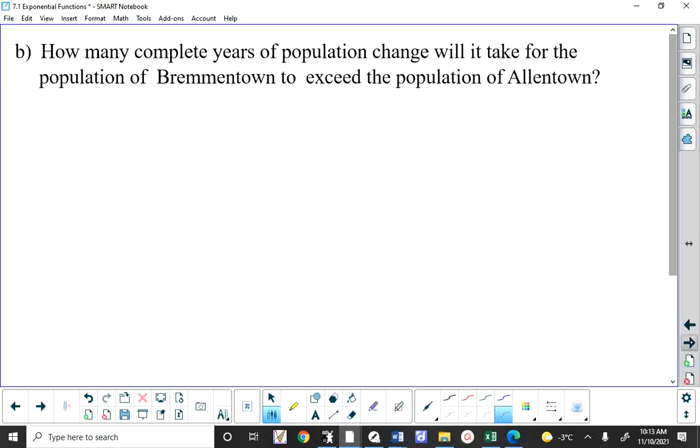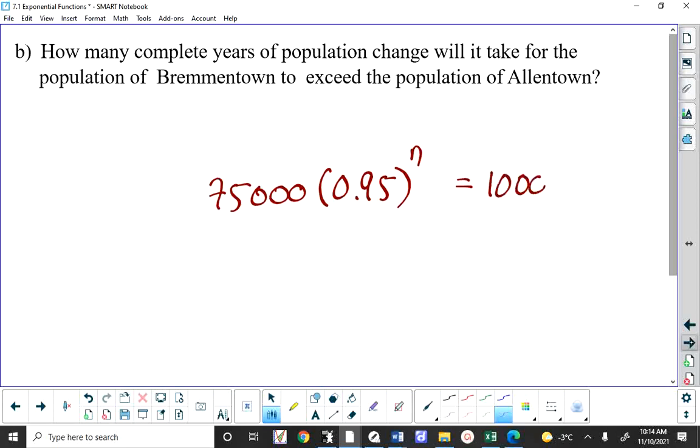The last example here is how many complete years will we have to wait before Brementown's population surpasses Allentown's? I mean, think about it. Allentown starts at 75K and it goes down. Brementown starts at 10K and goes up. They have to pass each other sooner or later. And that would occur when Allentown's population equals, well, we're going to find out where they're equal, and then we'll talk about the passing thing.